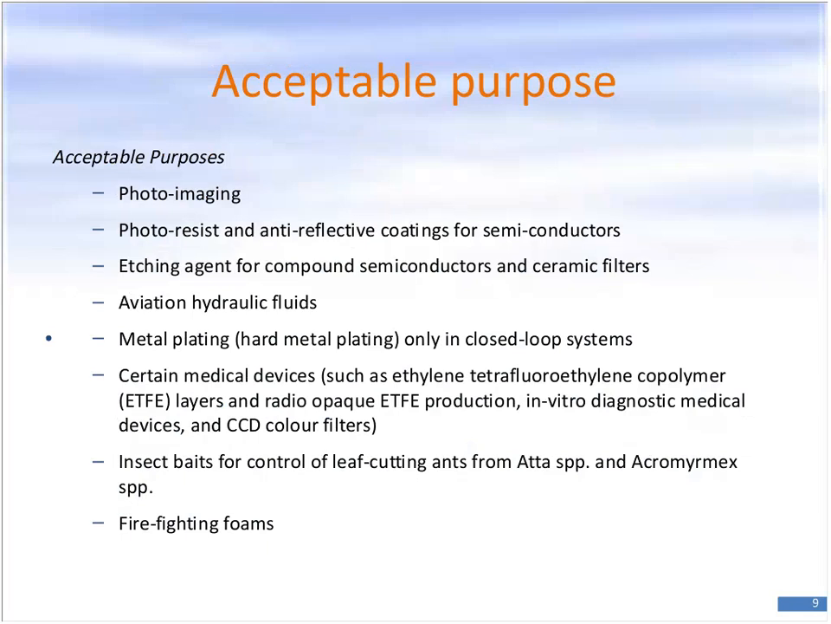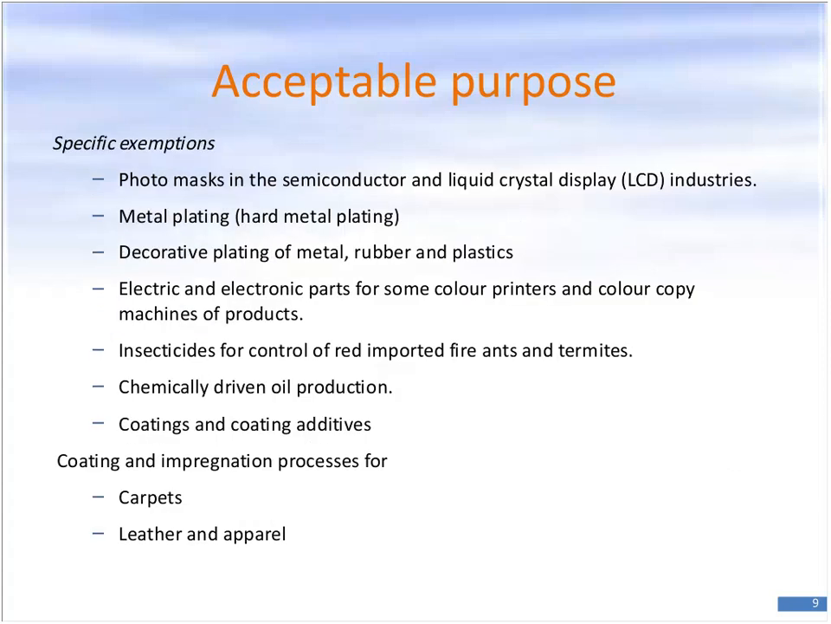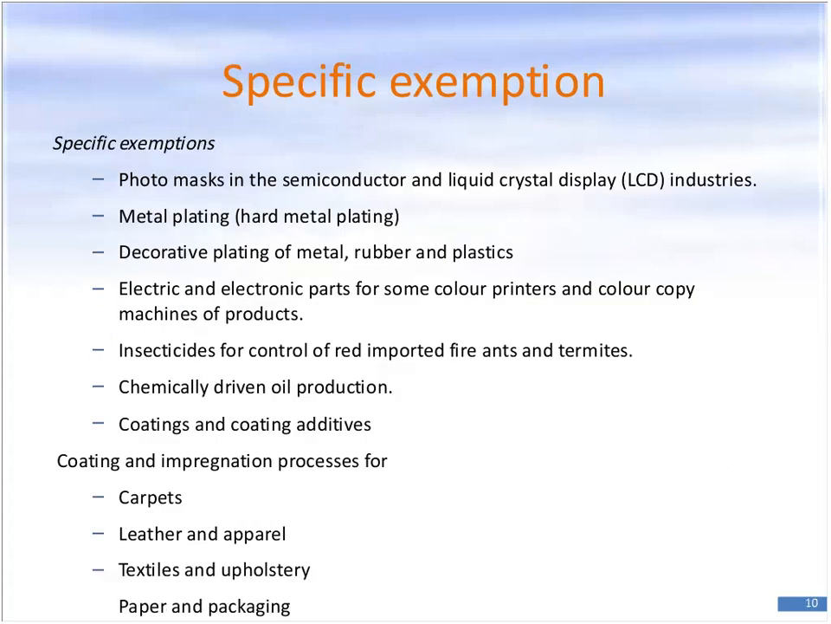As you might know, the Stockholm Convention listed PFOS with acceptable purposes, and these acceptable purposes listed here are those uses for which PFOS can still be produced, where there is no specific time limit. So, for example, for photoimaging, PFOS can still be produced and used, and there is no specific target. There is a difference with specific exemption.